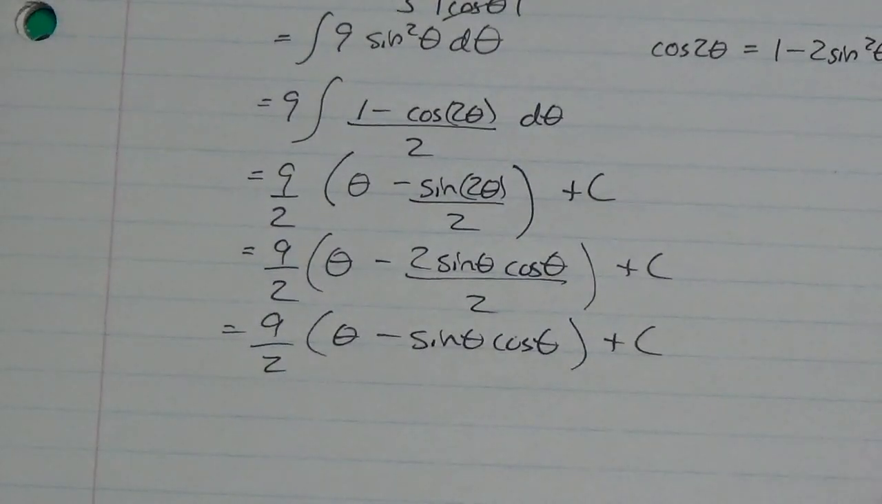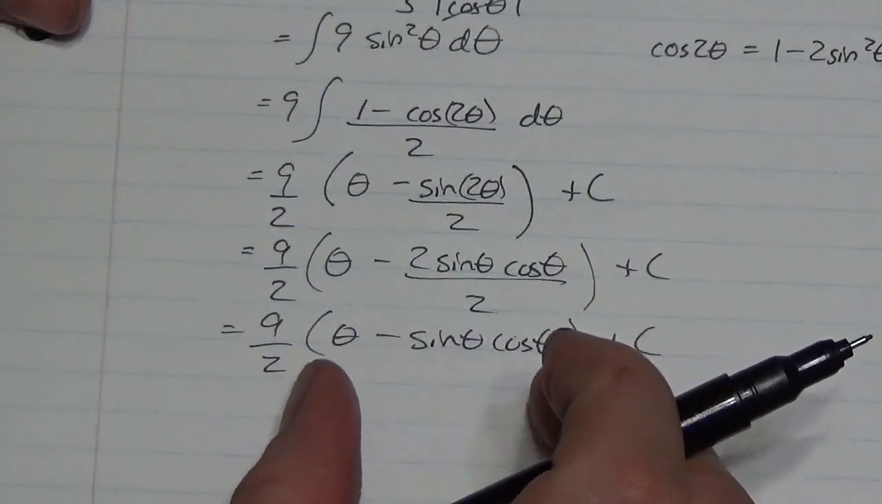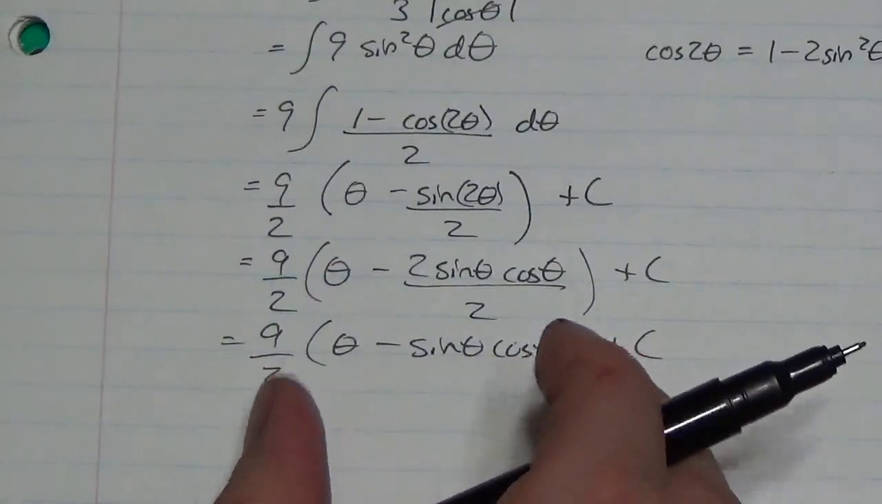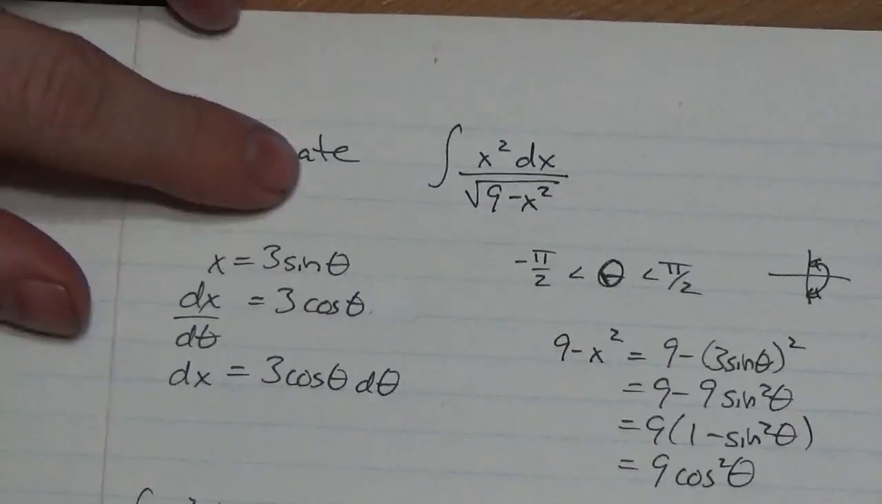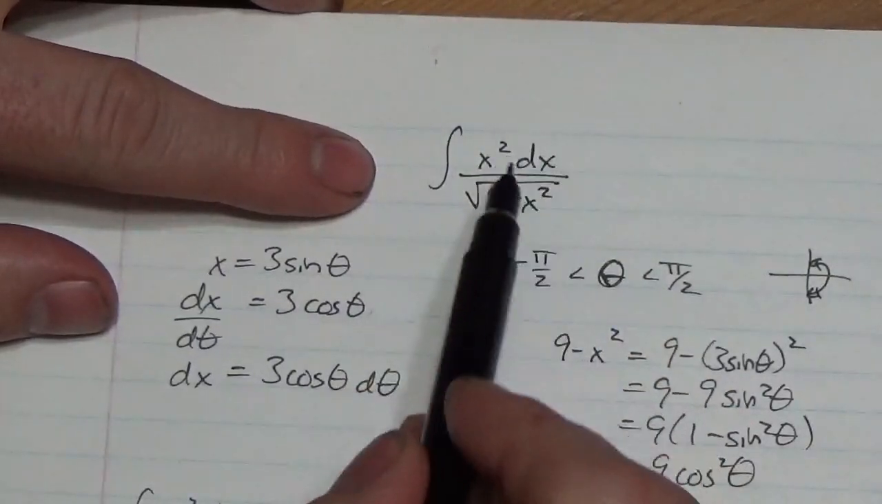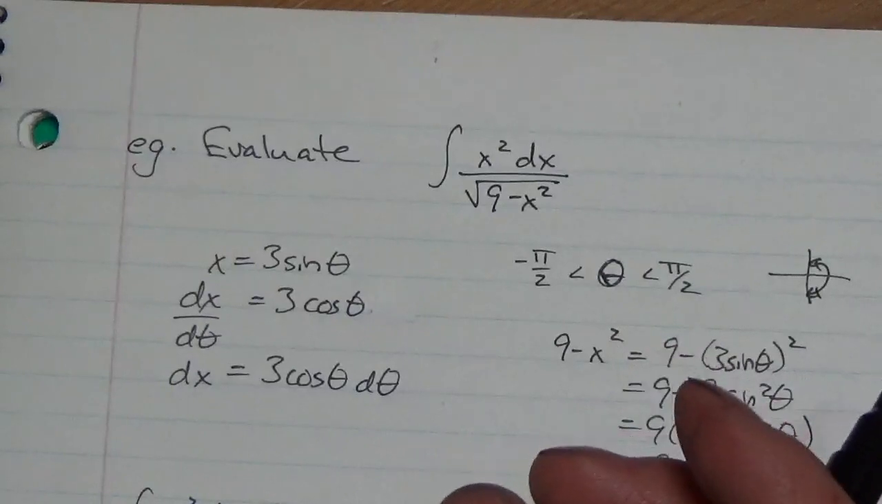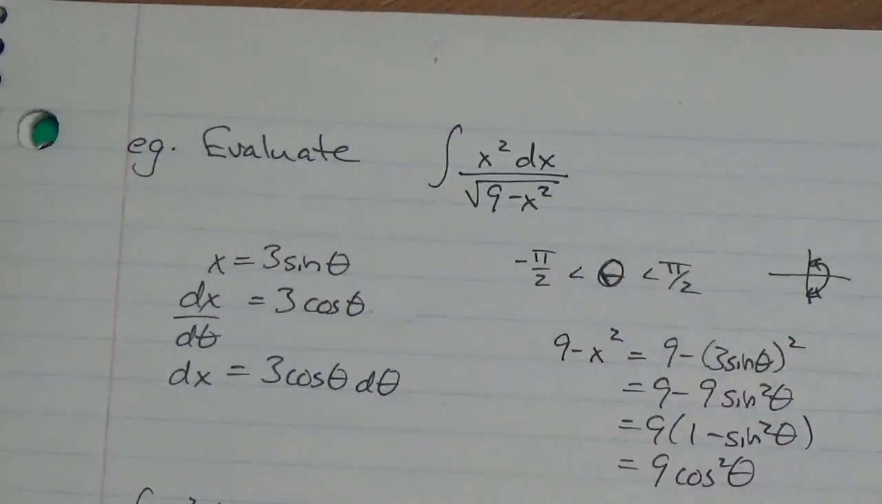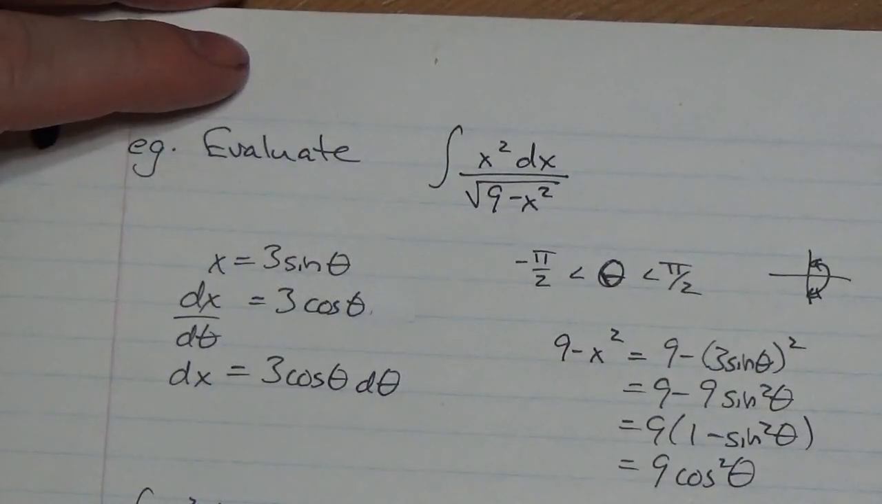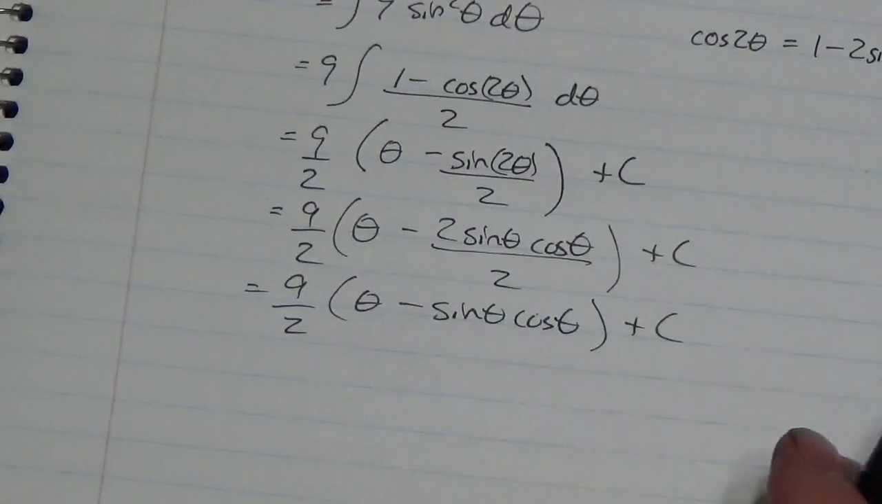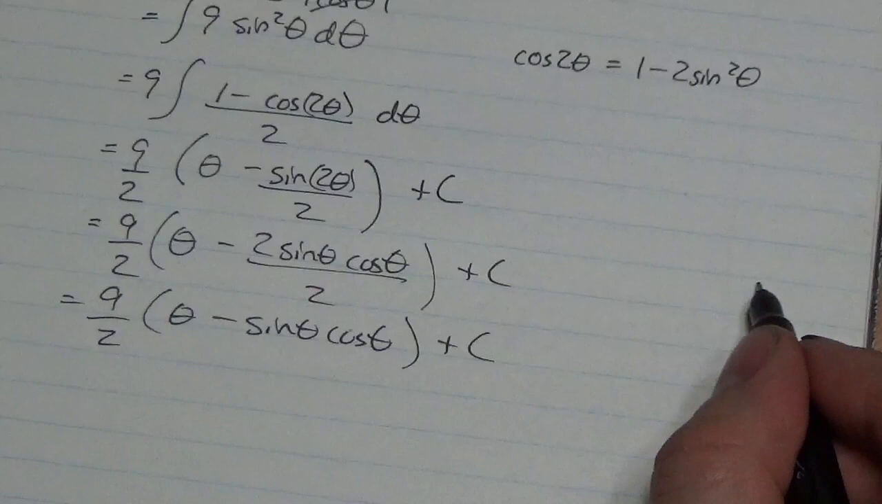Okay, now, what do I do with this? Well, I know that I got to get rid of the theta because the original function here, the independent variable, is x. I did a substitution to make this easier to work with, but I've got to go back and put this in terms of x. So, sine theta and cosine theta, well, what I'm going to do with this, I'm going to draw that triangle again.